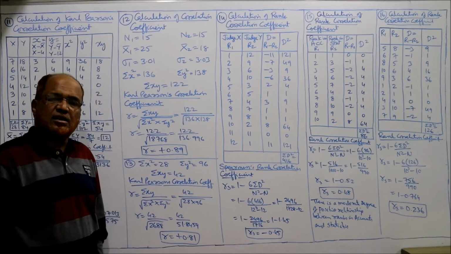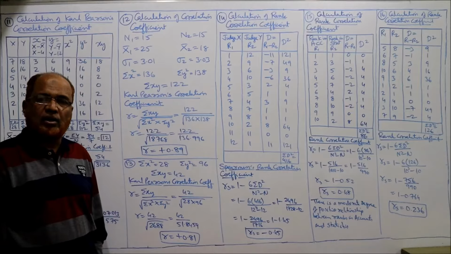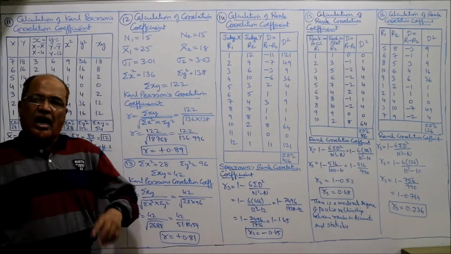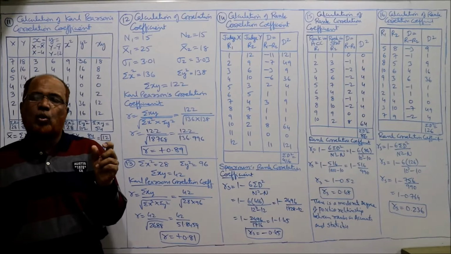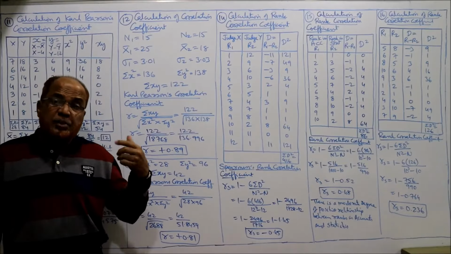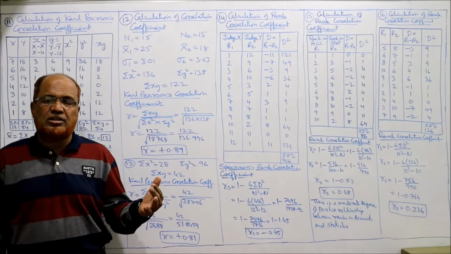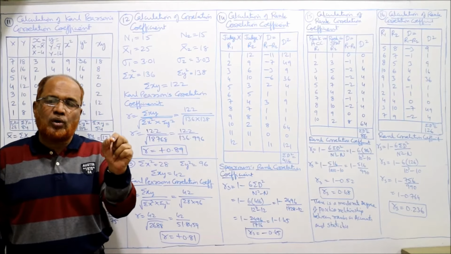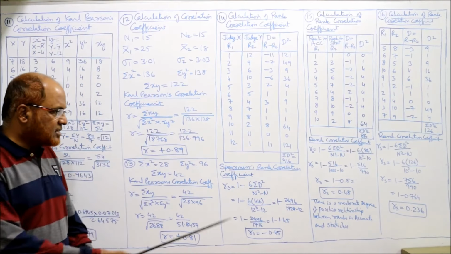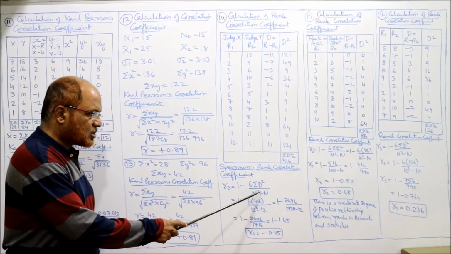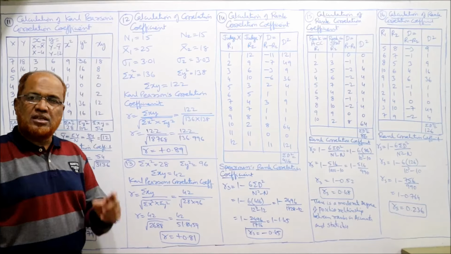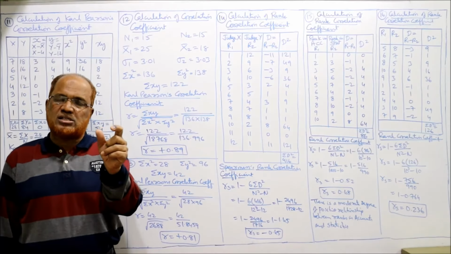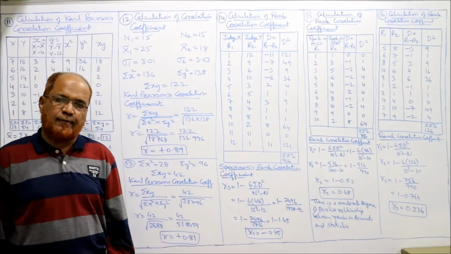Just like Karl Pearson, Spearman has given a formula to find out the correlation. So we have written Rs. Actually R is the standard symbol for correlation coefficient, but to differentiate the one calculated by Spearman, we simply add S. Rs, the correlation coefficient by Spearman, is equal to 1 minus 6 summation D square divided by N cube minus N. This is the formula given by Spearman.